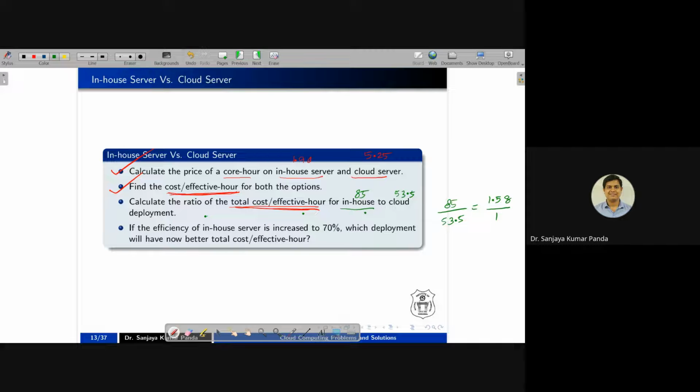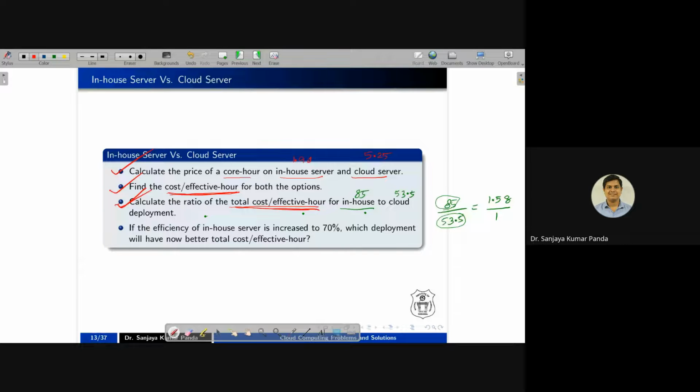So obviously, which deployment is better? You will see cloud deployment is better, because cloud is much cheaper in comparison to your in-house server. So we have solved the third question. Is it clear? Which deployment is better, cloud deployment or in-house deployment? Any doubt? Okay, I think it is clear. So we will proceed to the last question.